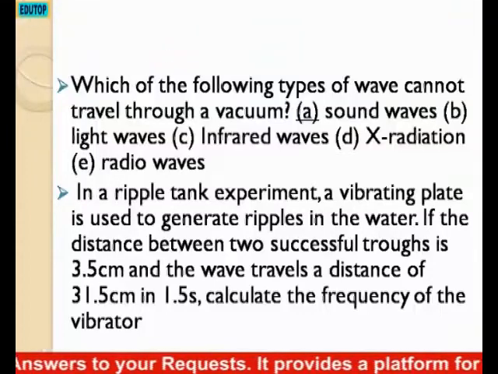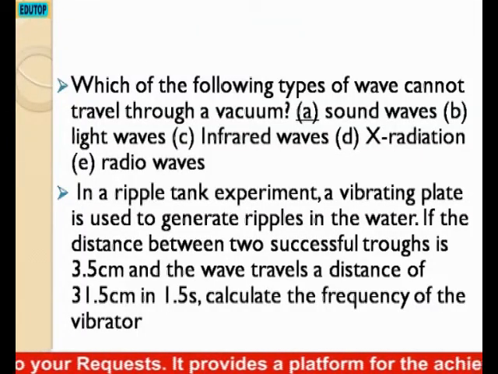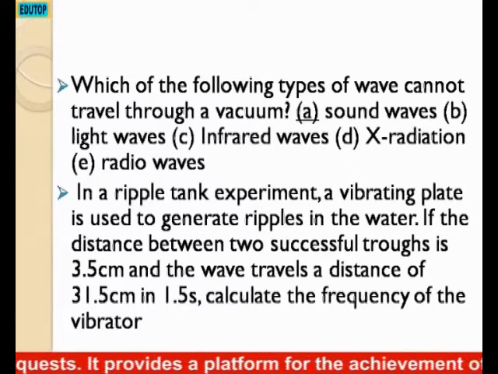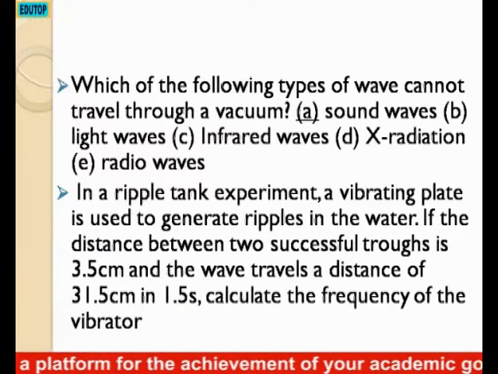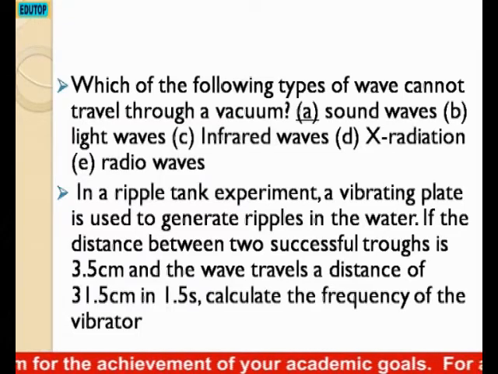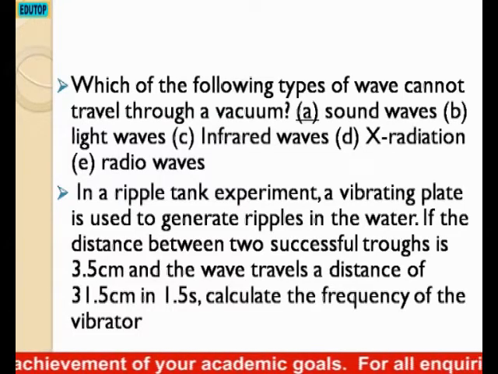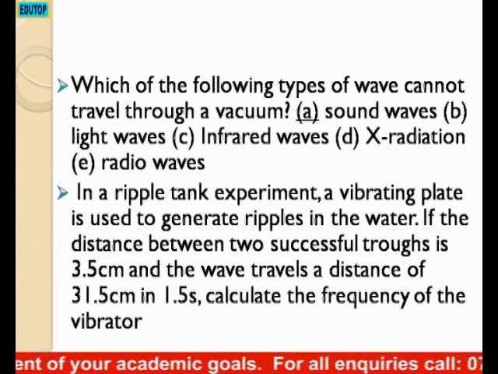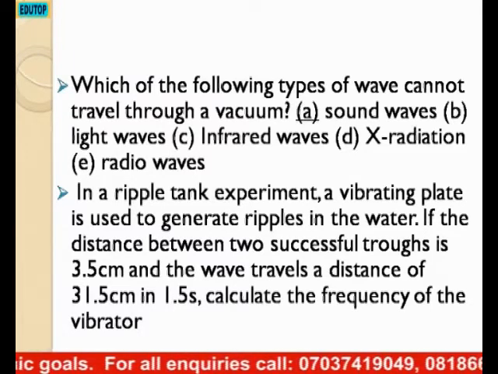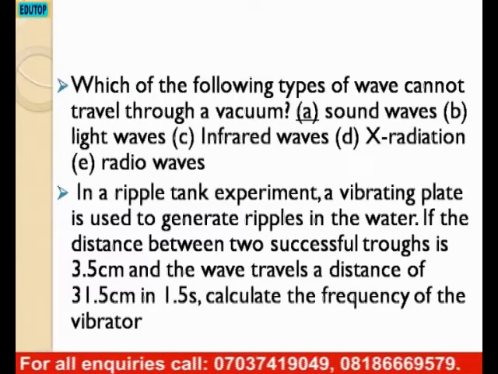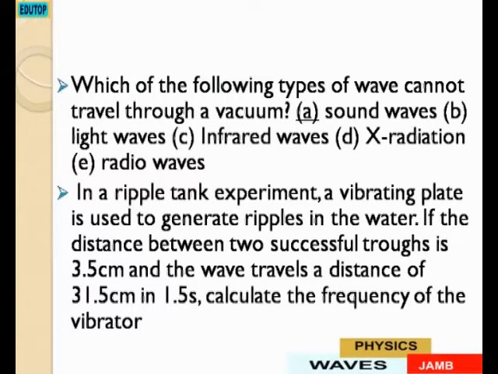The distance between two successive troughs is 3.5 centimeters, and the wave travels a distance of 31.5 centimeters in 1.5 seconds. Calculate the frequency of the vibrator. We are given the distance between two successive troughs, and that is the wavelength. Either the distance between two successive crests or successive troughs is your wavelength.